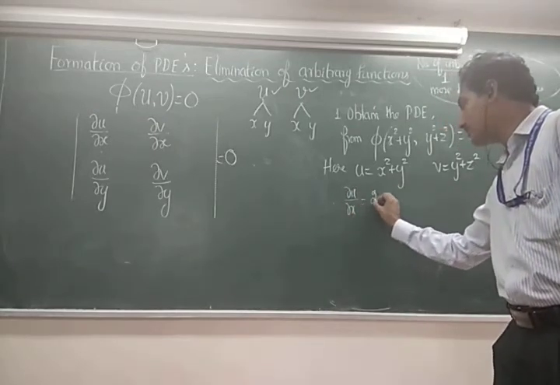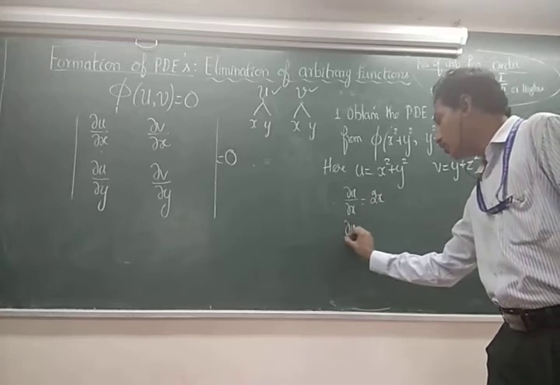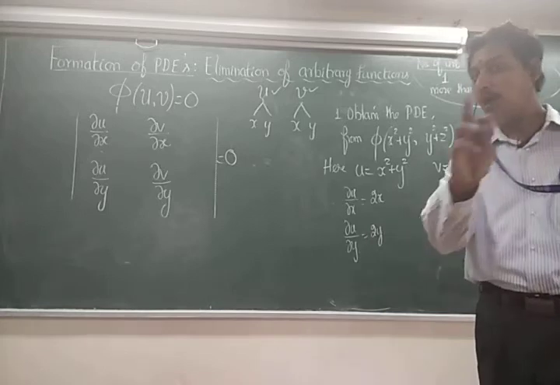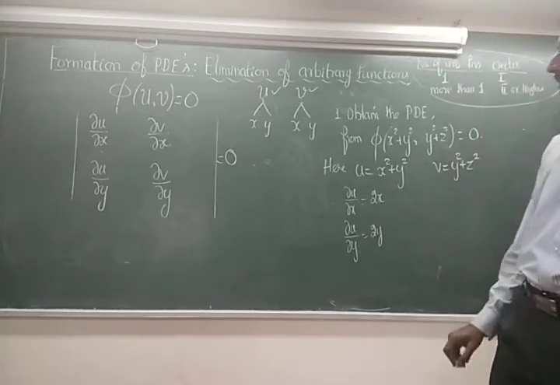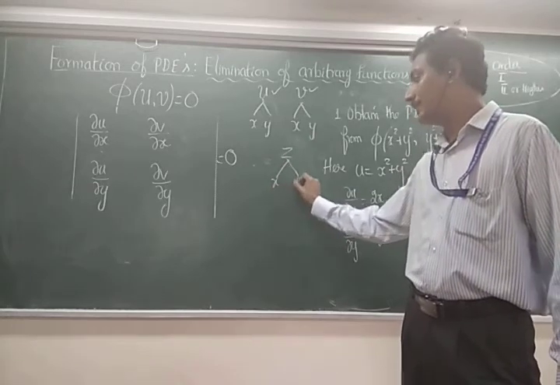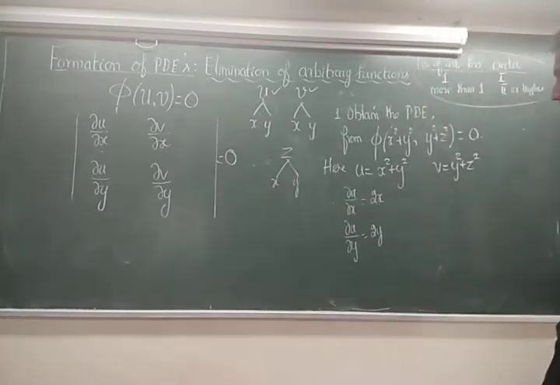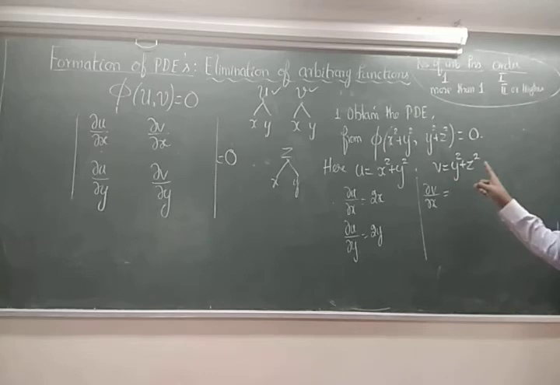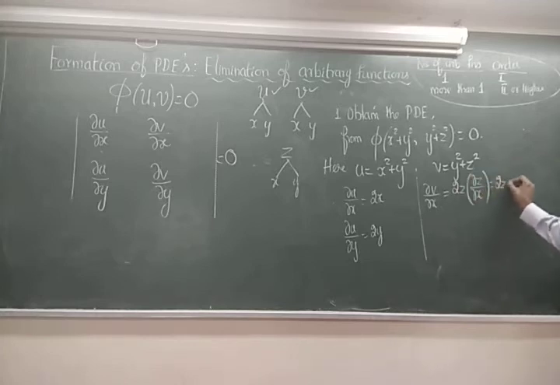Dou u by dou x is 2x. Dou u by dou y is 2y. What is z? Z is a function of x and y, so please always keep that in mind. Got it? Now what about dou v by dou x? Dou v by dou x: there is no x here, so 0. What about z squared? Z is a function of x and y, so z squared becomes 2z into dou z by dou x, otherwise 2z into p.